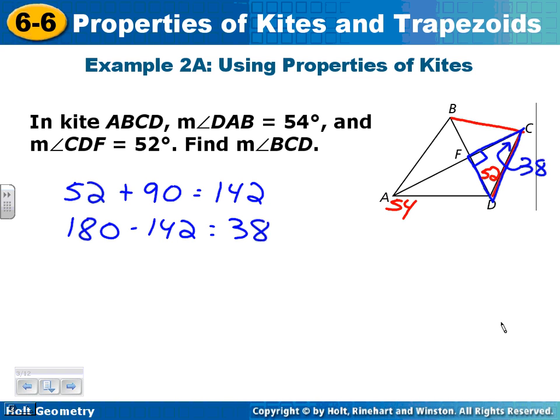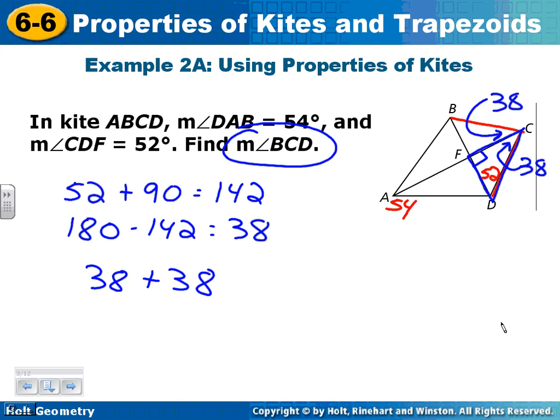FCD, which would mean this angle, this other half, is also 38. And those two 38s combined make the angle that I'm trying to find, BCD. So 38 plus 38 is 76. So 76 is the answer I'm looking for.